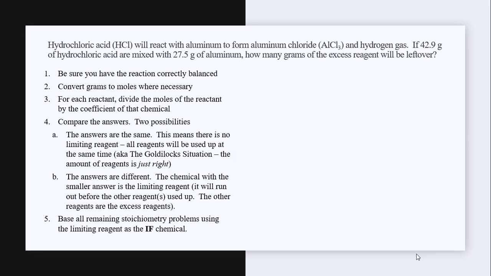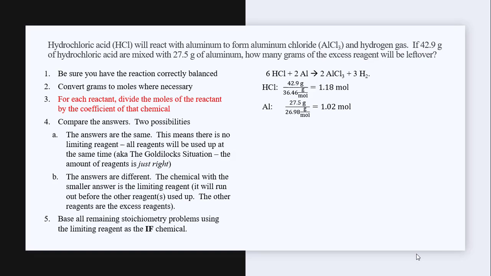So here are the 5 steps for determining which reagent is limiting. Start by having the correctly balanced equation. For this reaction, this is the balanced equation. Convert grams to moles where necessary. For the hydrochloric acid, you take the 42.9 divide by the molar mass, and you start with 1.18 moles of hydrochloric acid. Do the same for the aluminum, dividing by its molar mass, and you get 1.02 moles of aluminum to start with.